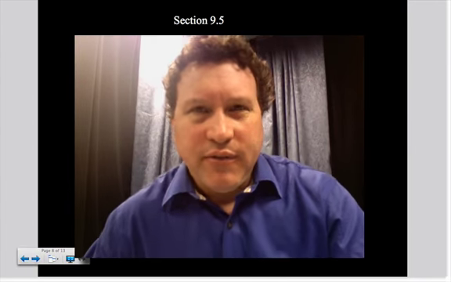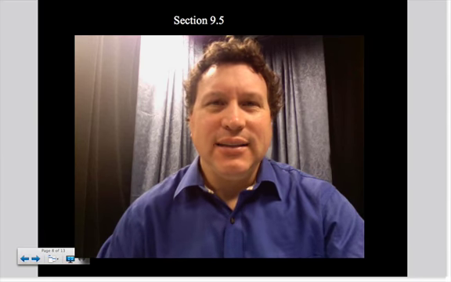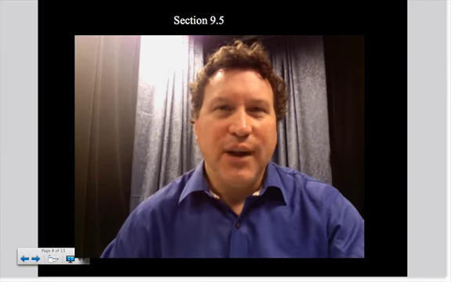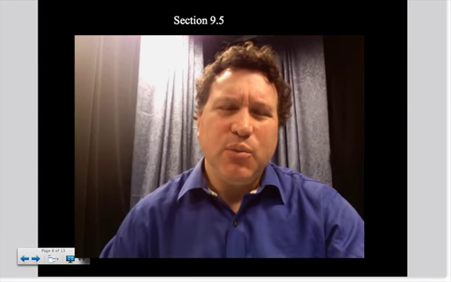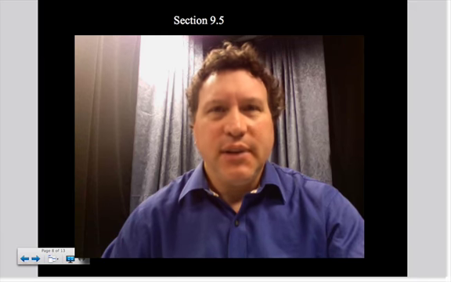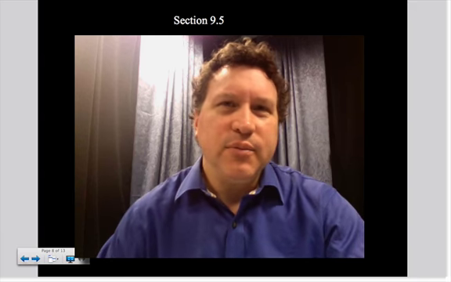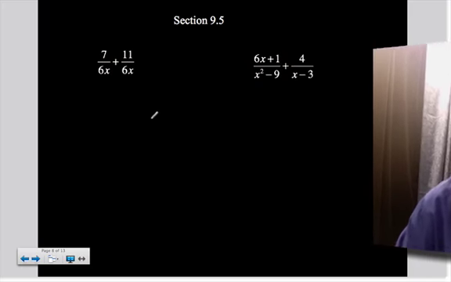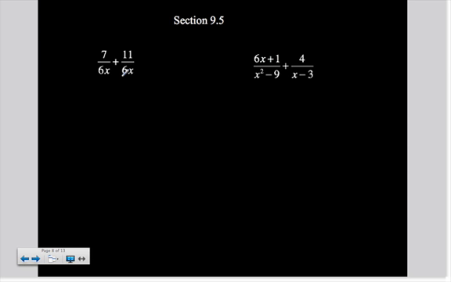In section 9.5, we move on to adding and subtracting fractions, rational functions, which are a little more difficult than multiplying and dividing because we have to create common denominators. So let's go through that. If you're fortunate, you'll start with a problem that already has common denominators. Nothing new to do there. I add the numerators. So 7 plus 11 over 6x is going to be 18 over 6x. 6 goes into 18 three times, and this simplifies to be 3 over x.